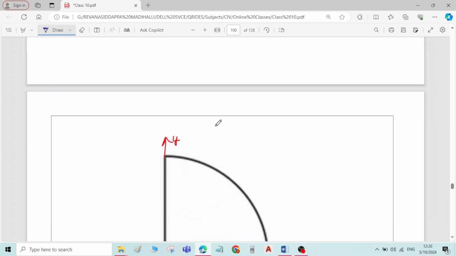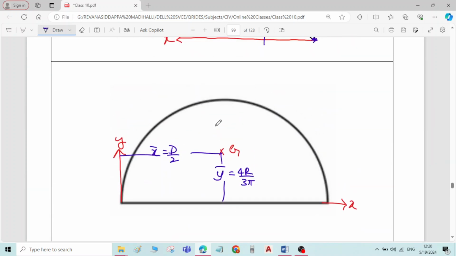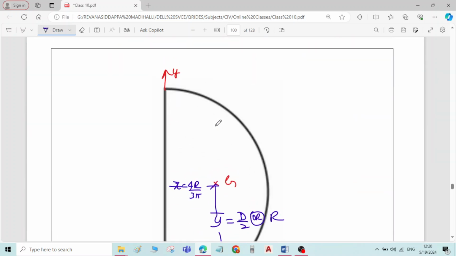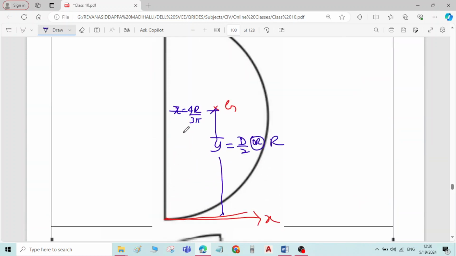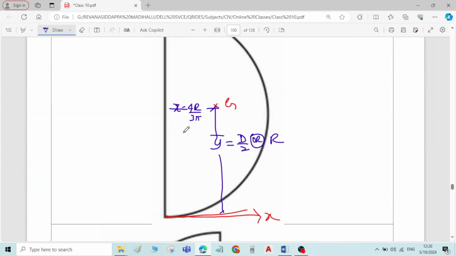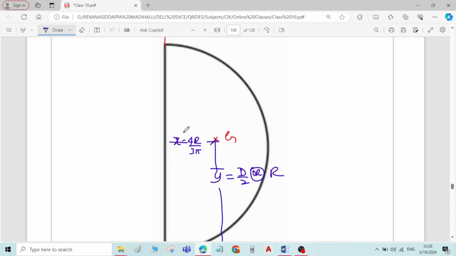We can see, if you compare the formulas of the first figure and the second figure, here x bar is equal to d by 2 and y bar is equal to 4r by 3 pi. Here the formulas are reversed between x bar and y bar because of the change in orientation. Therefore, you don't have a fixed formula in your mind for x bar and y bar. Depending upon the orientation, the formula will get interchanged. This you have to keep in mind.